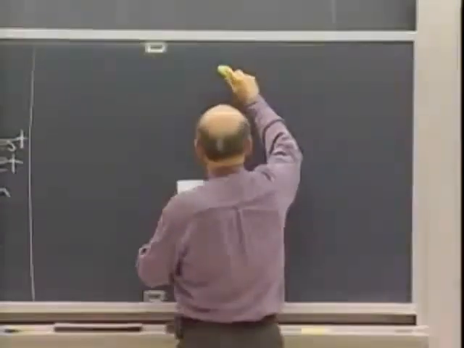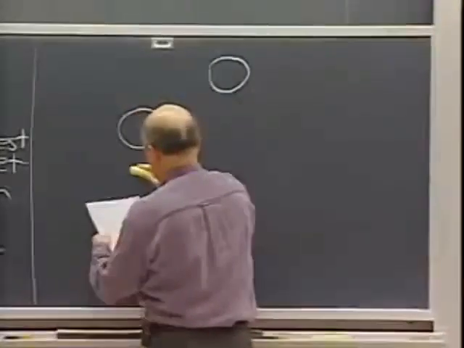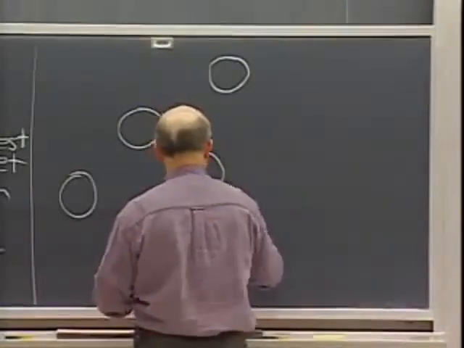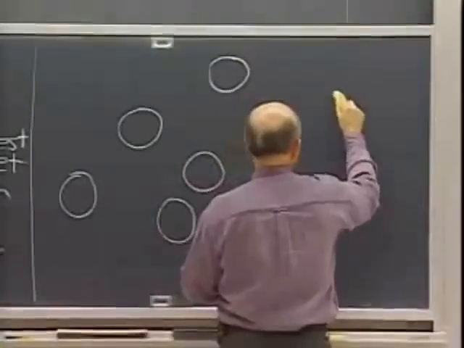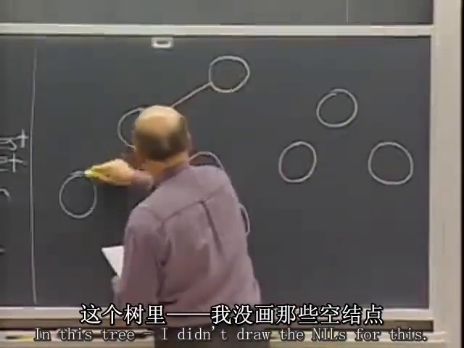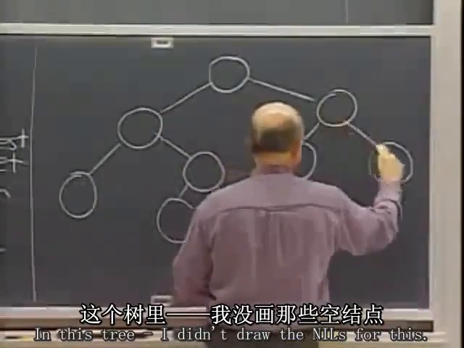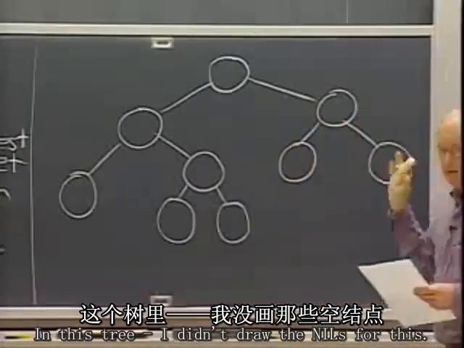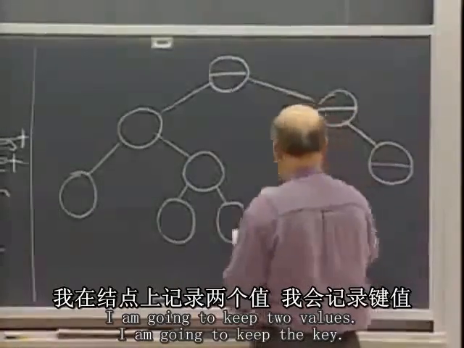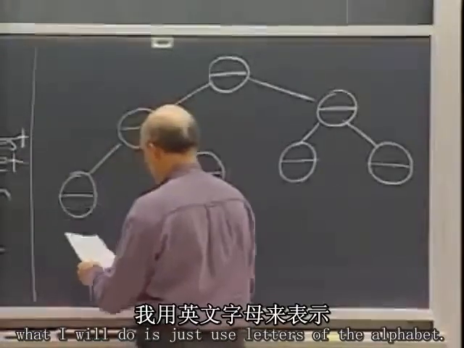In this tree, I didn't draw the nils for this. I'm going to keep two values. I'm going to keep the key, and for the keys, what I'll do is just use letters of the alphabet.